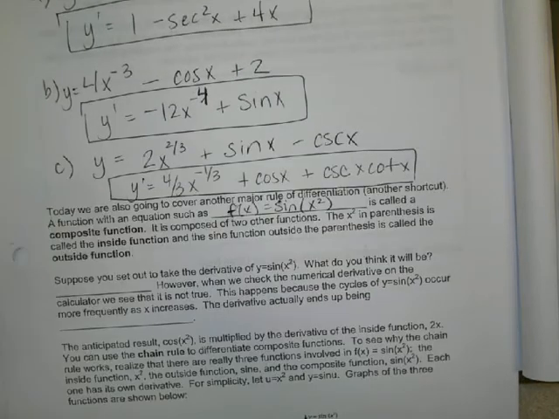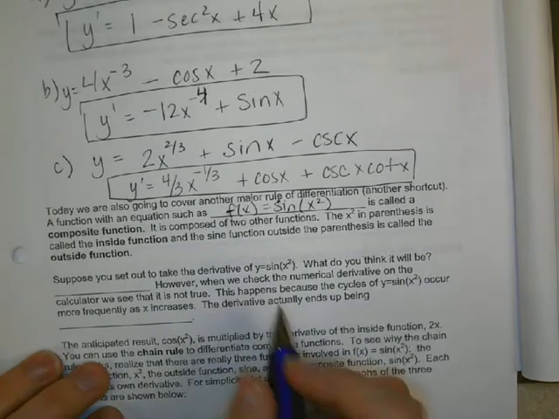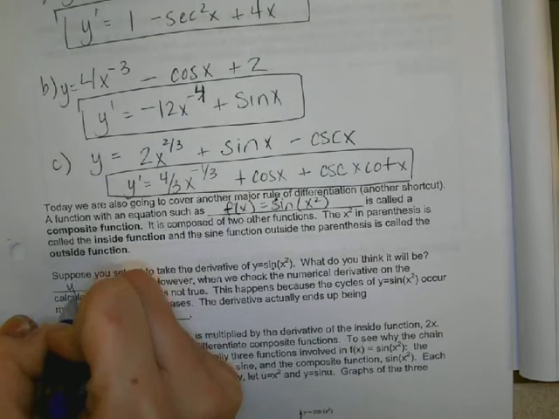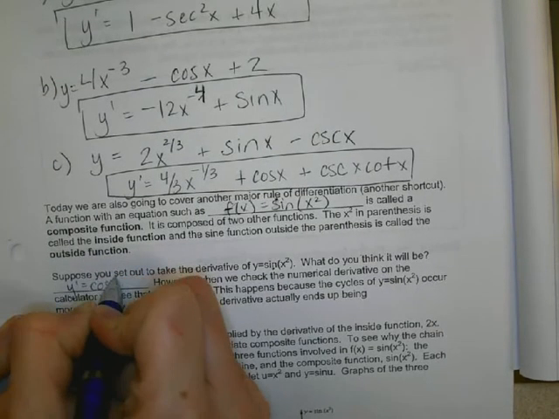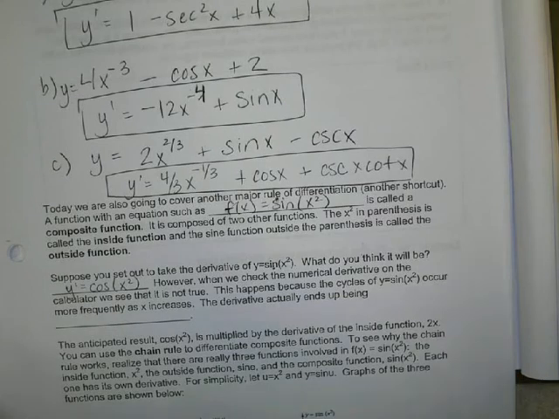So suppose you set out to take the derivative of y equals sine x squared. Well, most of us, when we go to take the derivative, we say, okay, well, the derivative of sine is cosine. And so then it's just cosine of x squared. However, when you check the numerical derivative on the calculator, you see that it's not true. Okay, so we're going to actually do that.